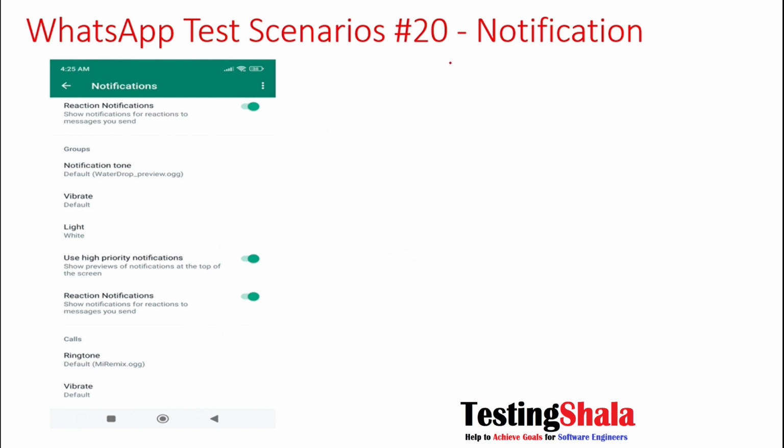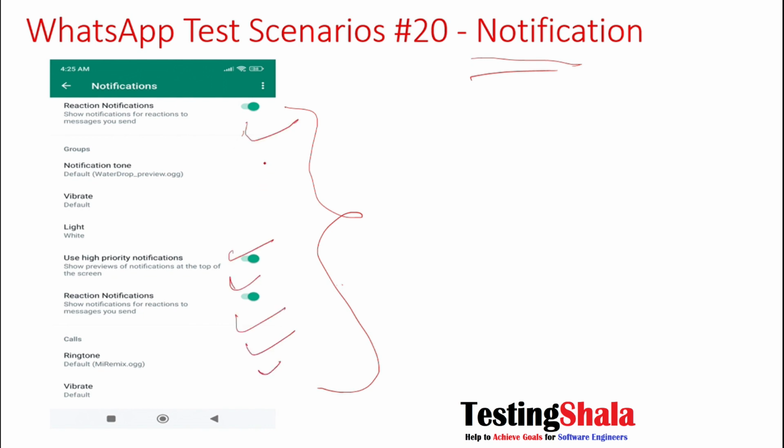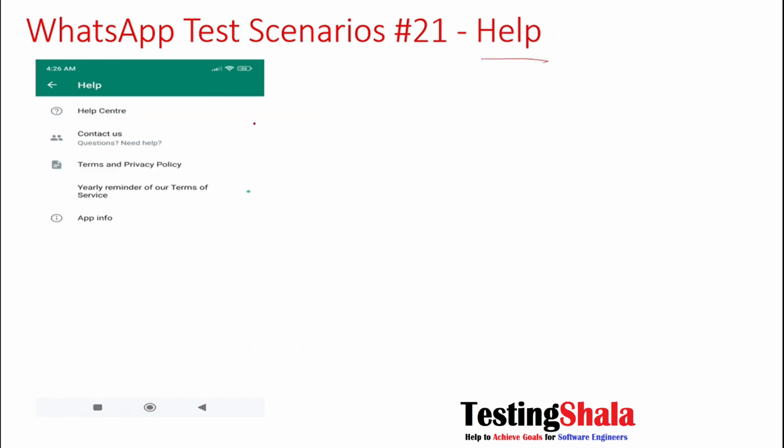And the next one is the notification. So we want to test the notification part. Again, we should be able to put together different combinations of test cases here, testing by setting different notification mechanisms, whether WhatsApp is behaving appropriately or not. We want to test each and every aspect of this feature and see whether the application works as expected or not. And the next one is the help part.